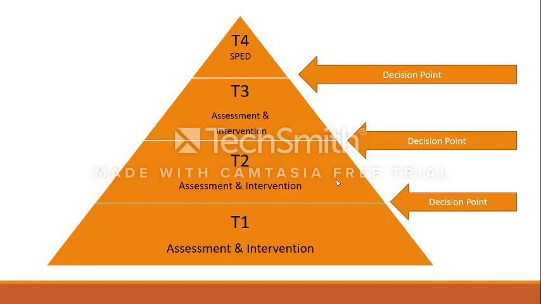Instead, we're going to discuss different ways to make these decisions, particularly the decision point between tier two and tier three. And in a 4-tier model, that might be the decision point between 3 and 4. But this is the one right here we're really focusing on, between tier 2 and tier 3. How do you determine if the child is failing to respond to the intervention?